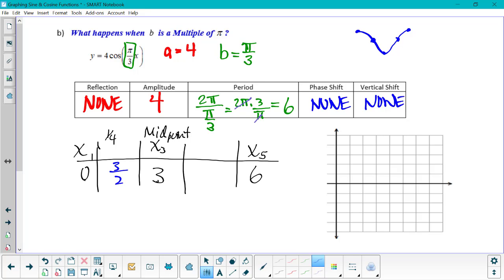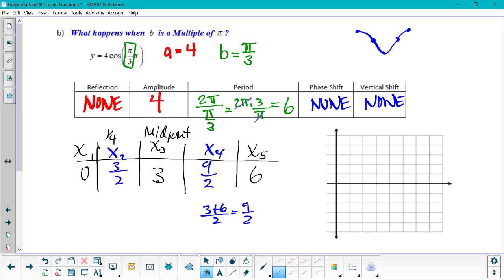Okay, and you could do the same thing here. What's the midpoint between 3 and 6? You're averaging. Remember, that's what a midpoint is. 3 plus 6 divided by 2, so we get 9/2. So sometimes I do this method rather than the quarter period. It depends on what I'm given. So you use what you're comfortable with. So these are the x values of my 4 points.